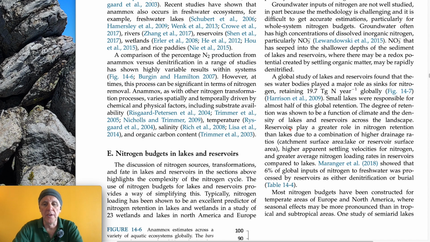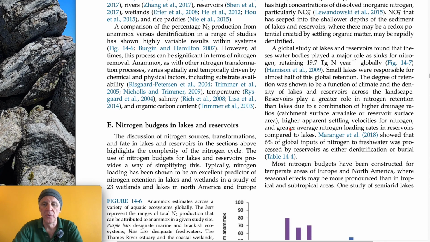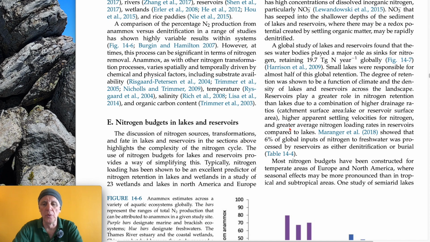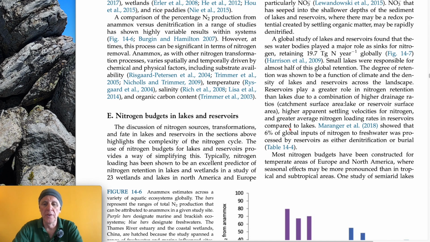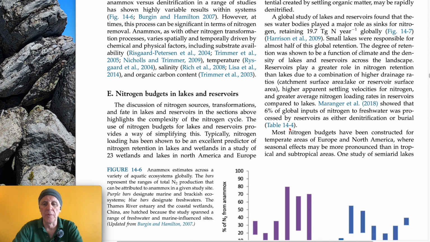A global study of lakes and reservoirs found that these water bodies played a major role as sinks for nitrogen, retaining 19.7 teragram of nitrogen per year globally. Small lakes were responsible for almost half of this global retention. The degree of retention was shown to be a function of climate and the density of lakes and reservoirs across the landscape.